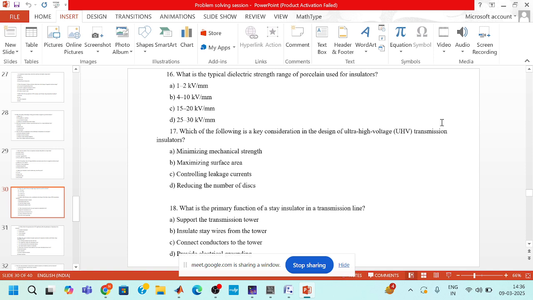Now, the next question is which of the following is a key consideration in the design of UHV, that is ultra high voltage transmission insulators? Options are A, minimizing mechanical strength, B, maximizing surface area. Option C is controlling leakage currents, and D is reducing the number of discs.